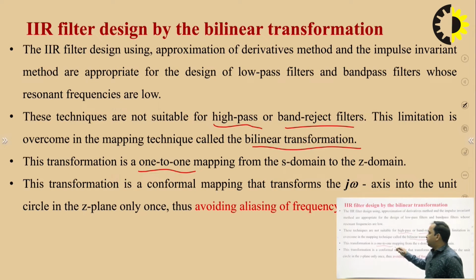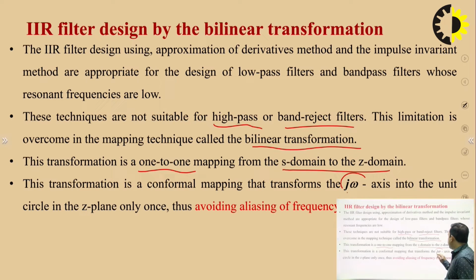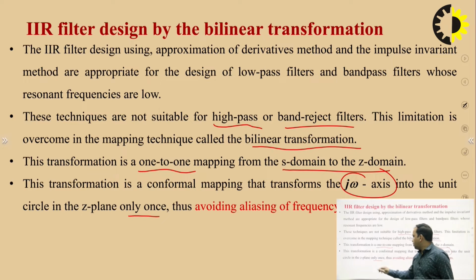That means the frequency range in the analog domain, the S domain, will be mapped into the Z domain, and the mapping from S domain to Z domain will be one to one. That's why this will not create any aliasing. This transformation is a conformal mapping that transforms the j omega axis into the unit circle in the Z plane only once. Thus it avoids the aliasing of frequencies.